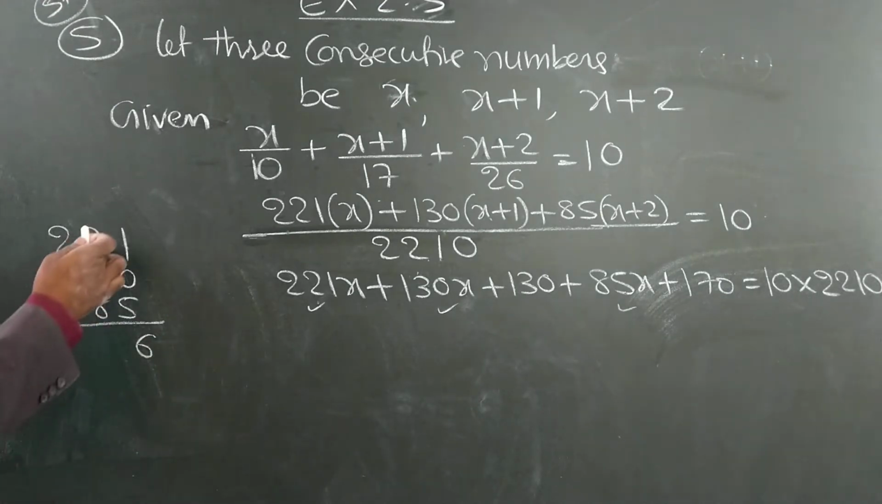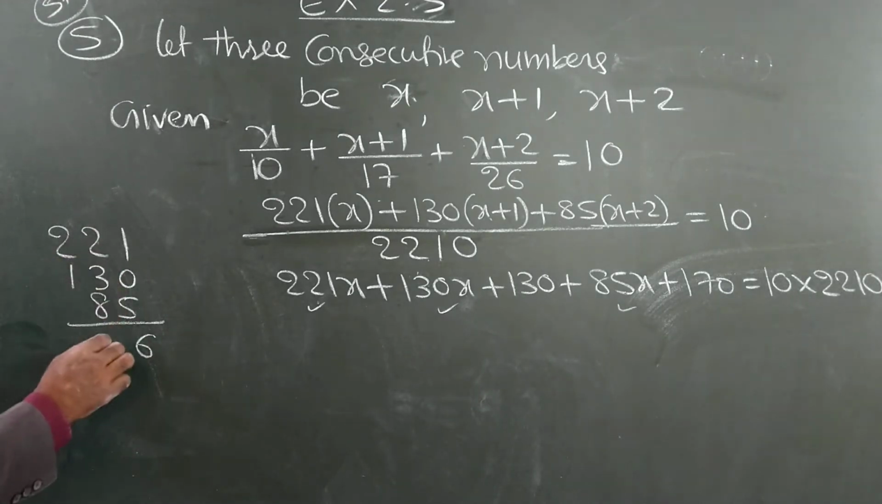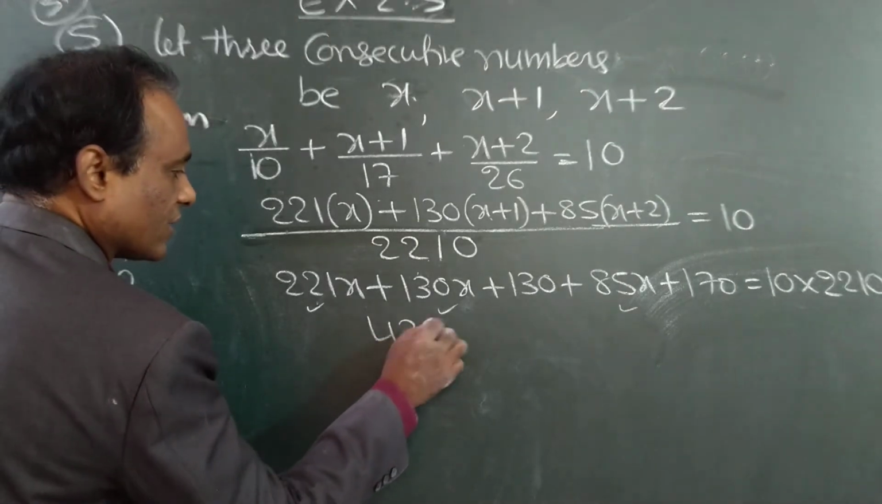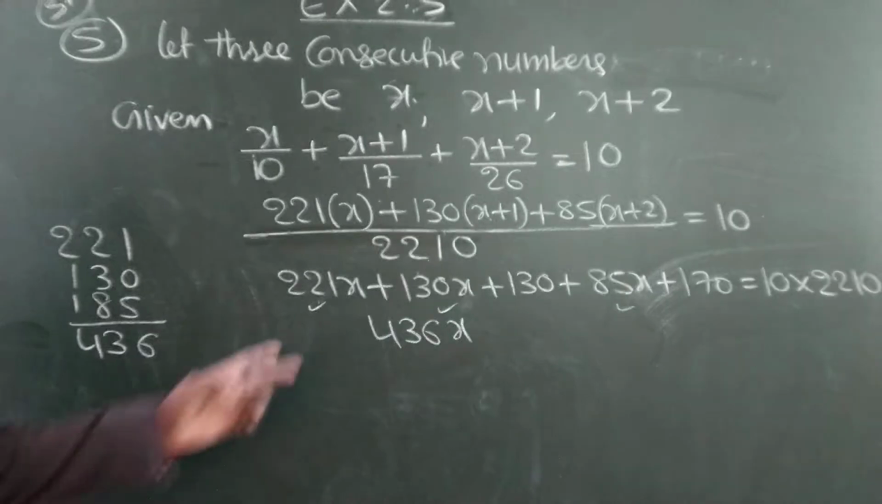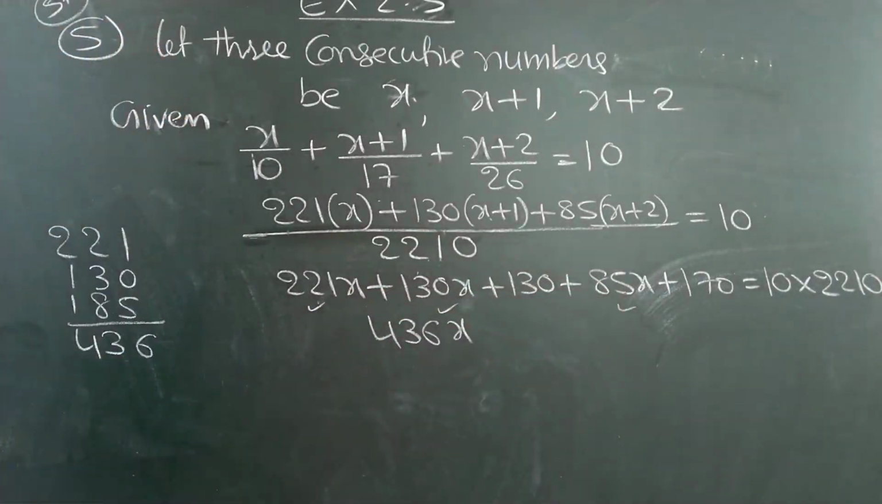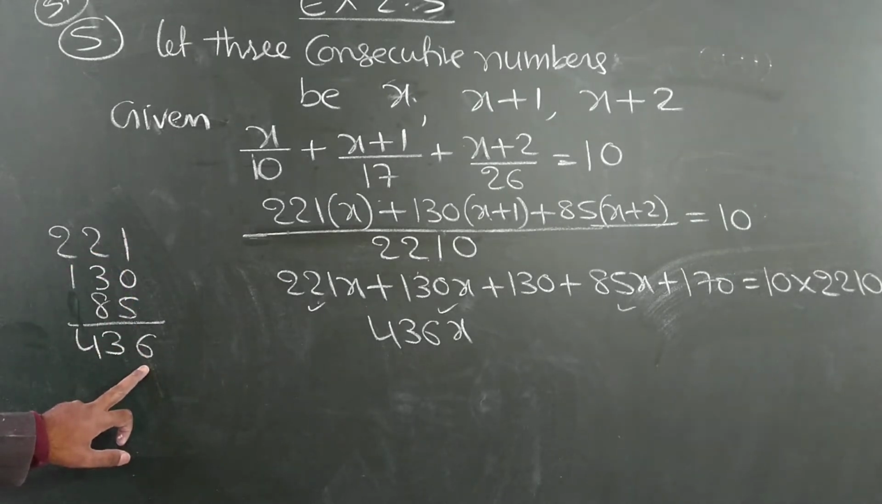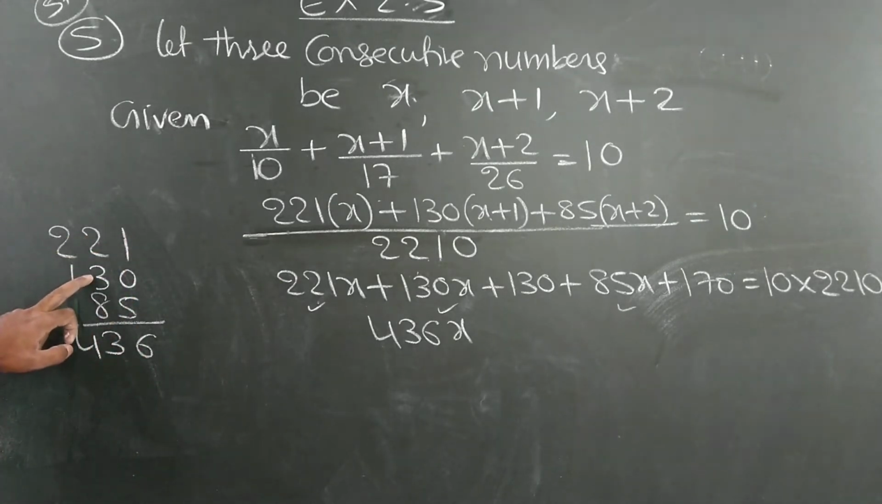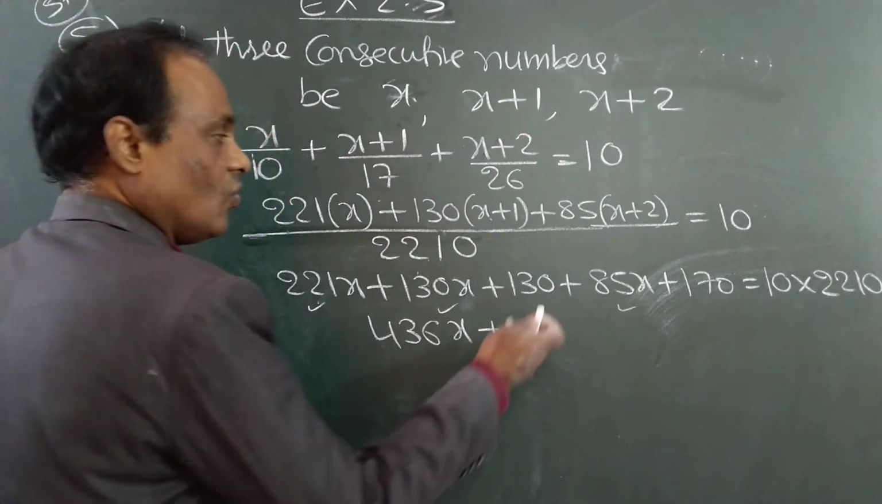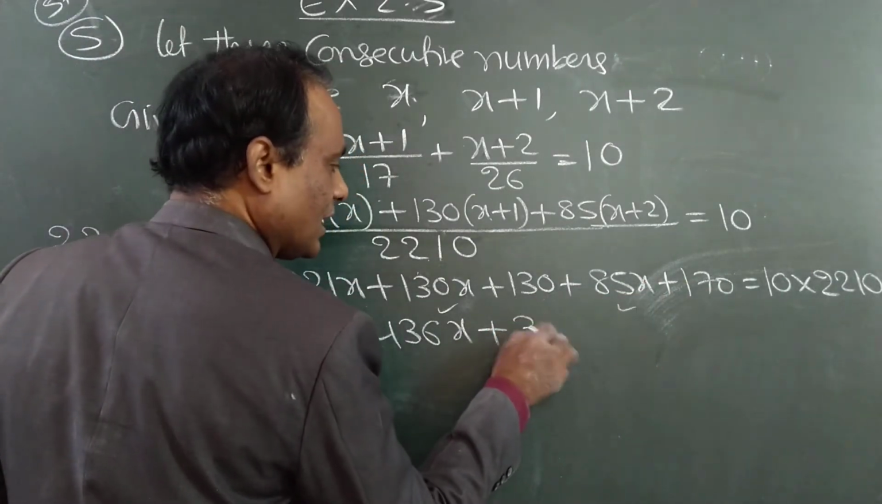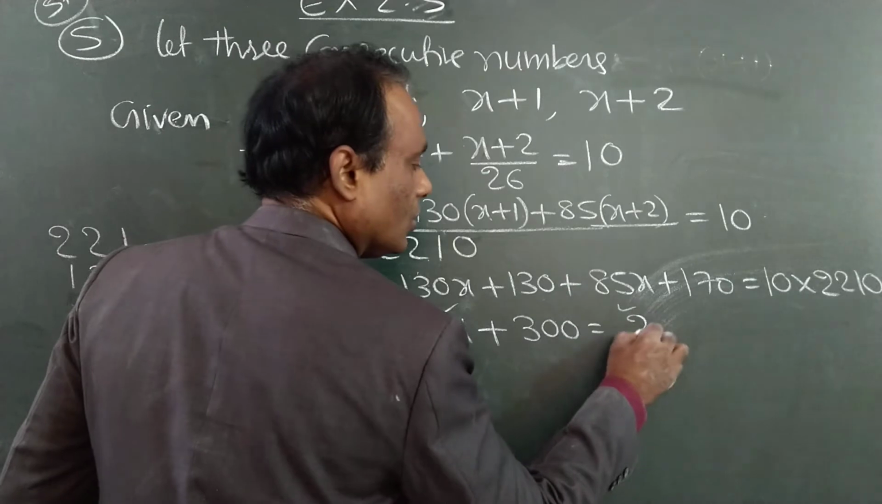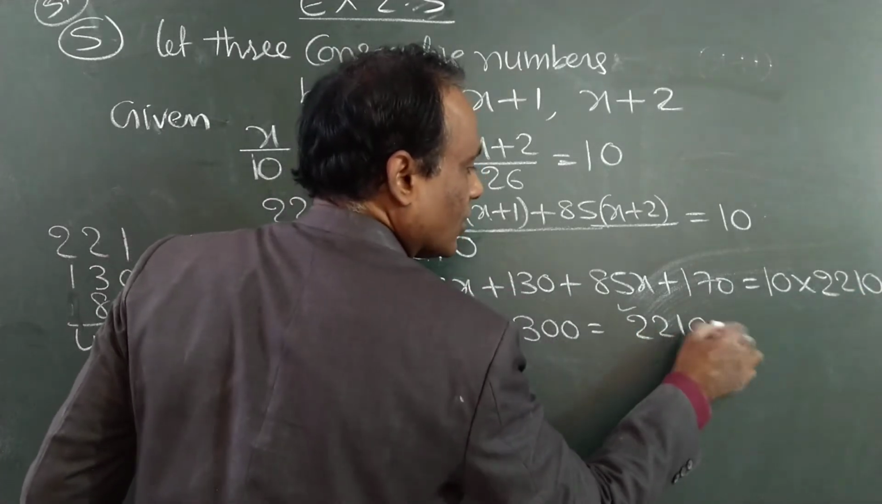221 plus 130 plus 85: 5 plus 1, 6. 2 plus 3, 5 plus 8, 13. 1, 1, 1, 2. So 436x plus 130 plus 170 is 300, equal to 2210 into 10, that is 22100.